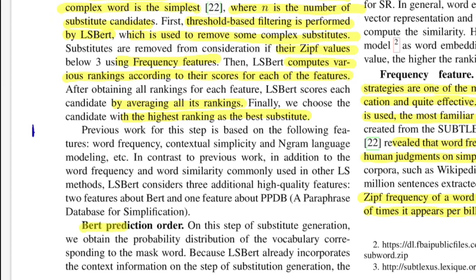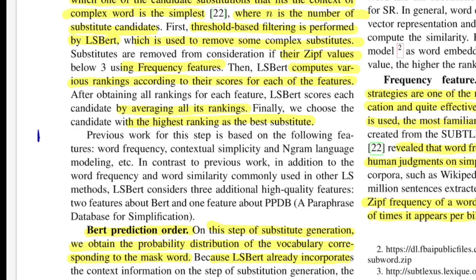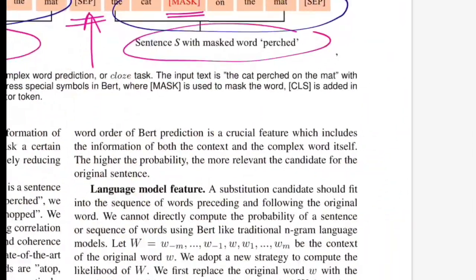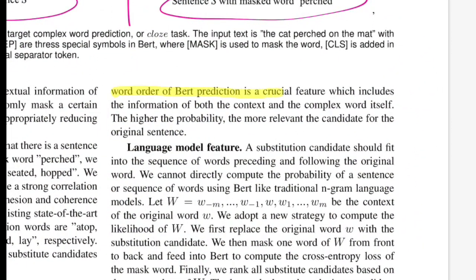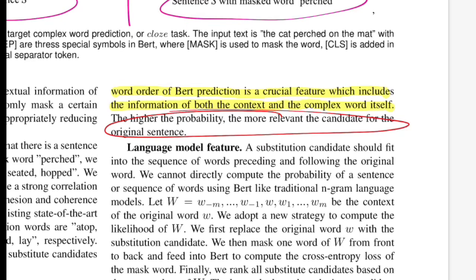The first is BERT prediction order. On the step of substitution generation, we obtain the probability distribution of the vocabulary corresponding to the masked word. So that is what I was talking about. You get a softmax distribution across the full vocabulary. And because LSBert already incorporates the context information on the step of substitution generation, the word order of the BERT prediction is a crucial feature which includes the information from both the context and the complex word itself. So the higher the probability, the more relevant the candidate is for the original sentence.